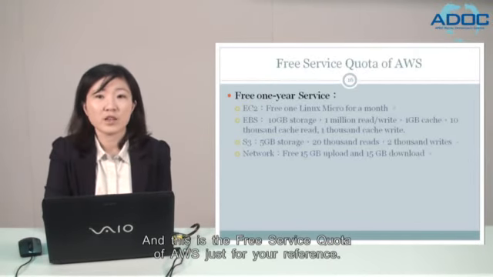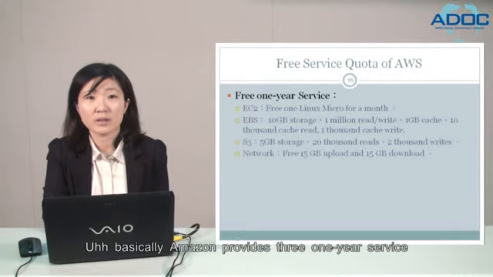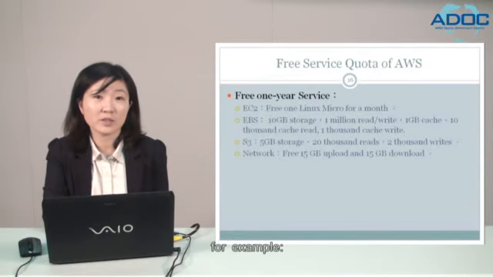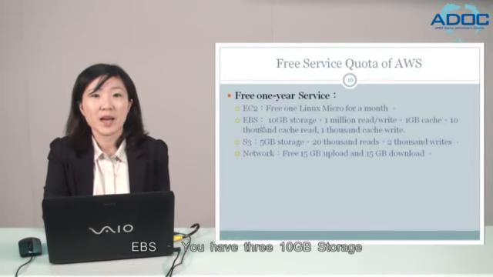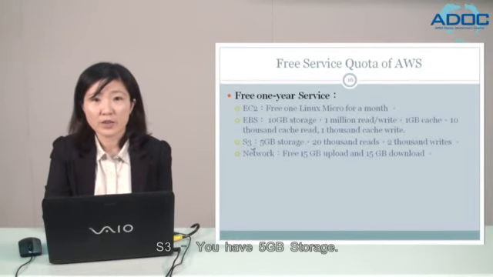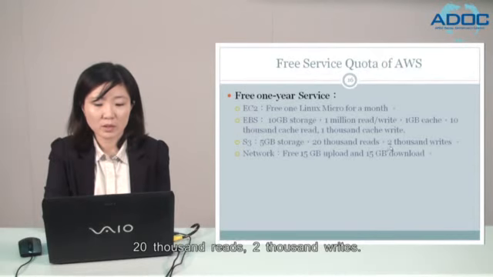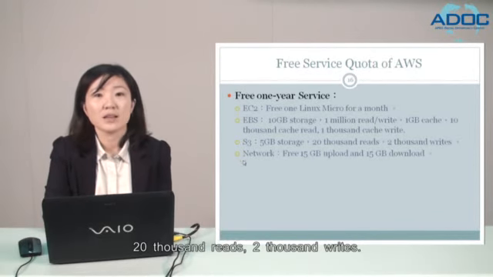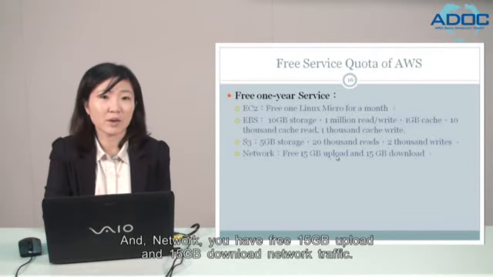And this is the free service quota of AWS, just for your reference. Basically, Amazon provides a free 1-year service. For example, EC2, free 1 Linux micro for a month. EBS, you have free 10 GB storage. S3, you have 5 gigabyte storage and 20,000 reads, 2,000 writes, and then network, you have 15 gigabyte upload and 15 gigabyte download traffic.